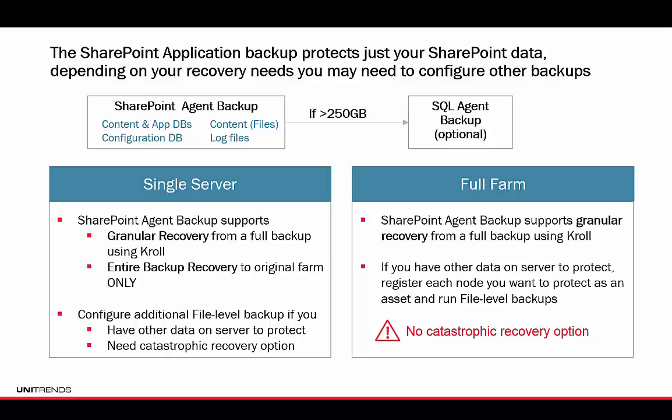Now, once again, if you have other data on that server, you can still register it as an asset and still run file level backups against it. And you can still bring that machine back. You just might have a challenge bringing a SharePoint application back on that server. You may have to recreate it granularly from Kroll OnTrack. Once again, there is no one-time pass for a catastrophic recovery on a full farm. You have to recover it in pieces, depending on how you back it up. And in most cases, you can recreate the farm and recover it granularly through Kroll OnTrack.